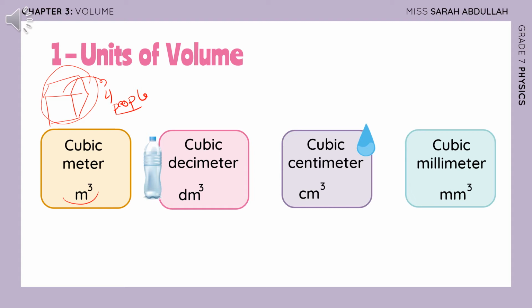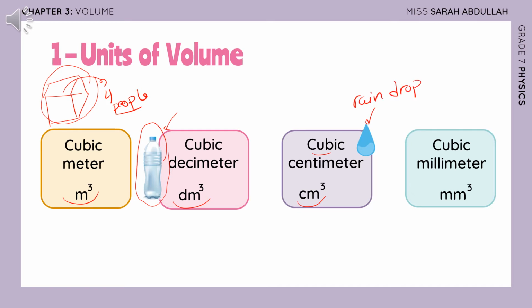Now the cubic decimeter is the same as the size of a water bottle, and a cubic centimeter is the same as the size of a raindrop.